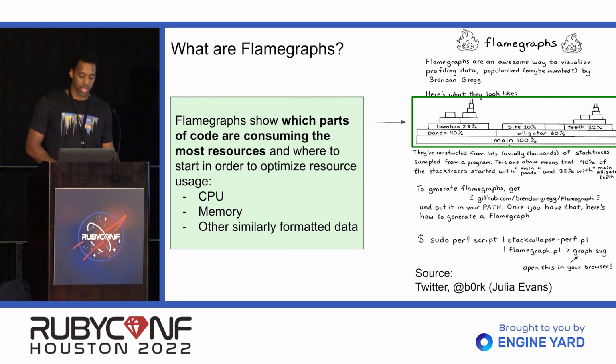You can think of these Flamegraphs like a tree. In this case, main calls both alligator and panda, which then work on something for 60% and 40% of the time respectively. And then alligator calls bite and teeth, panda calls bamboo, and so on and so forth.